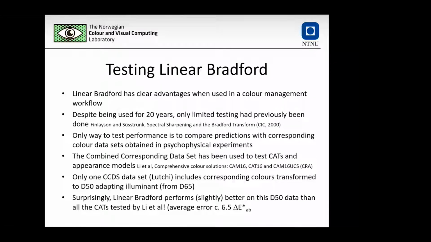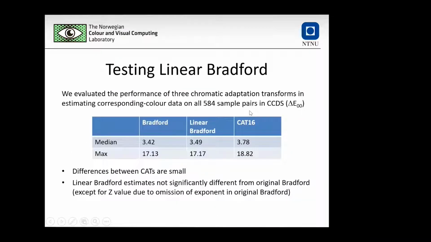But when I did that, I found, to my surprise, that linear Bradford actually is slightly better than all the other ones tested by Li in the CAM16 paper. So his results, this is on all the corresponding color data in the whole of the CCDS, so not just D50, but other ones as well. And what you can see then is that these differences are not significant. So I wouldn't argue that Bradford is better than CAT16 just on the basis of this data, but it's certainly not worse. And the other interesting thing was that the difference from the Bradford to the linear Bradford was actually very small, and the differences appear only really in the Z value because you've taken off the exponent from the original Bradford transform. But otherwise, it's a pretty good match.